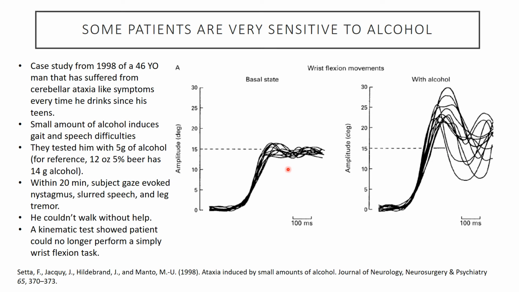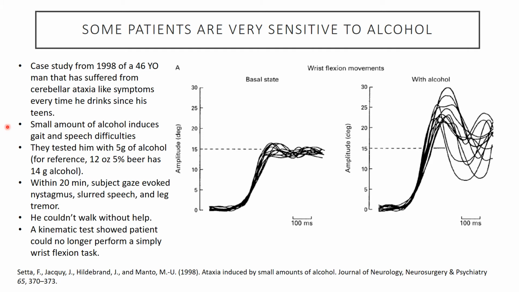There are some patients out there that are particularly sensitive to alcohol. And this will show up as ataxia. So this is some data from a study, 1998. An individual, a 46-year-old man, who suffered from cerebellar ataxia-like symptoms every time he drinks, ever since he was in his teens. So this person cannot drink at all because he ends up with these ataxia-like symptoms.